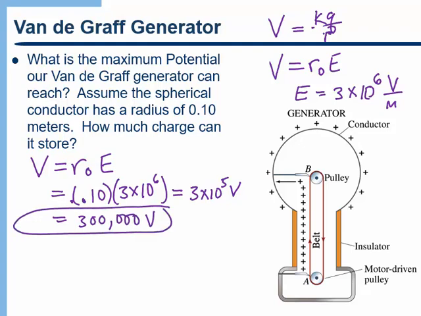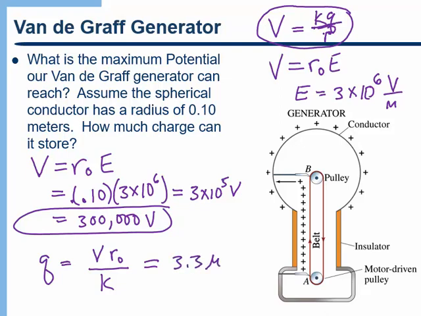And unfortunately, I won't get to demonstrate that to you. It doesn't look like it, but that's legitimately about what it can get to. Now, the second part of the question is, how much charge does it store? Well, now that we know V, I can use this formula to find Q. Q is going to be equal to V times R naught divided by k, and I'm using R naught there because I'm specifically at the surface. If you go ahead and calculate that, and I'll let you do that on your own, you should get 3.3 microcoulombs.